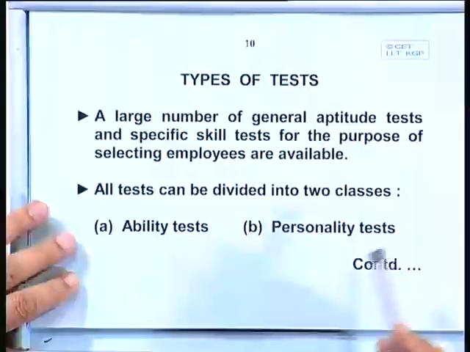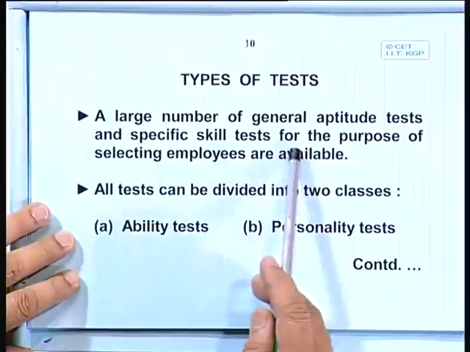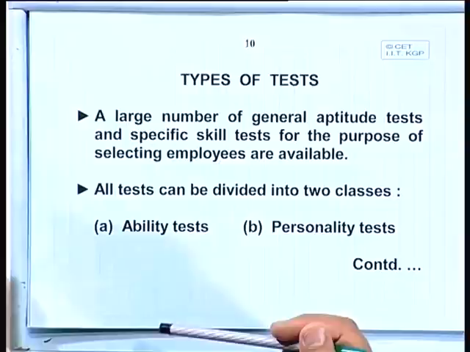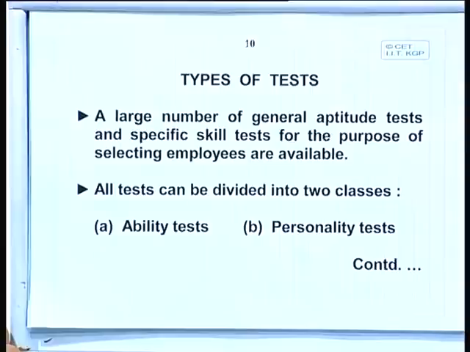Then you have a variety of tests which have been designed by psychologists. A large number of general aptitude tests and specific skill tests for the purpose of selecting employees are available to the employer. You can buy the rights, and there are people who are licensed to apply the tests and interpret the tests, right? And usually big companies have in their HR department people who hold that license, who are certified to test.